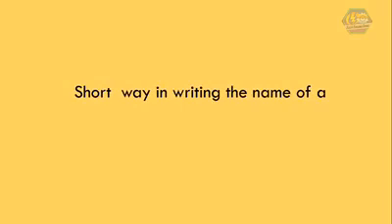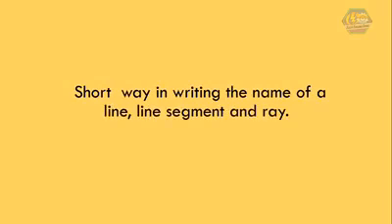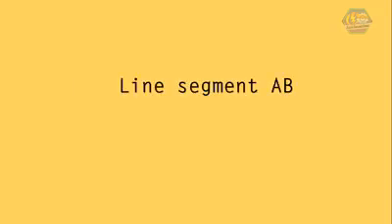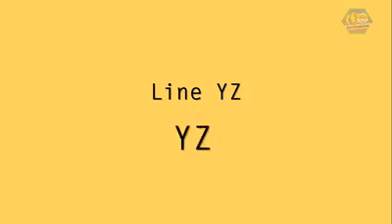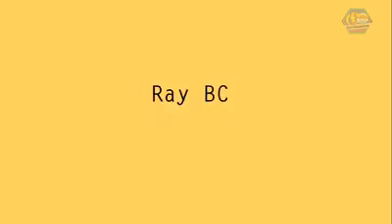And in geometry, there is a shorthand way of writing the name of a line segment and ray. So instead of writing line segment AB, we could just write AB and put a line on top of AB. And instead of writing line YZ, we could just write YZ with two arrowheads over them. And instead of writing ray BC, we could just write BC and one arrowhead on top of it.